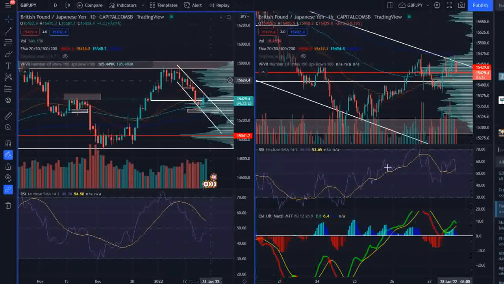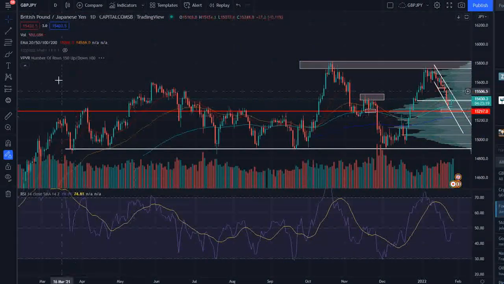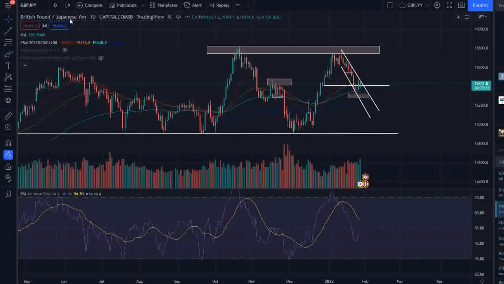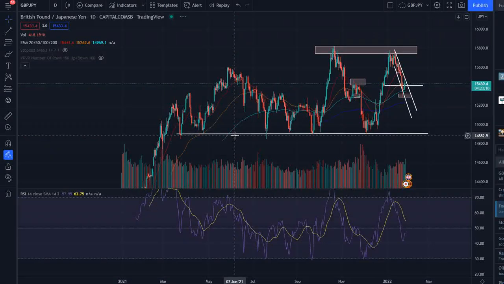So I have loads of stuff going on. Now what I'll do is I will focus on only one side of the trend. Let me just put this away. Now here we're looking at British pound and Japanese yen. So as you can see here, we have a nice thing.